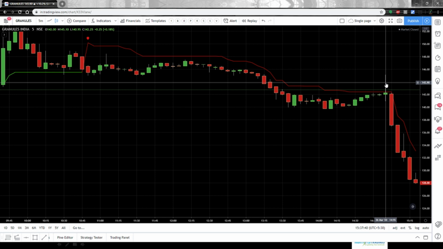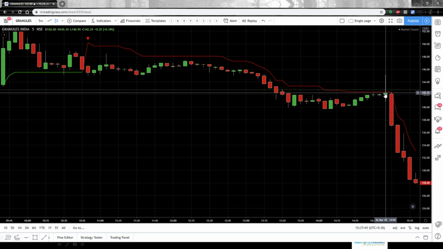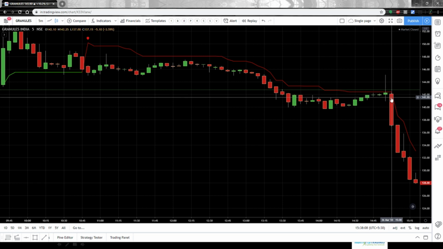So the guy who has observed the market and the candlesticks very closely, he will wait for this particular candle to close. Okay, for the 255 candle to close. And as you can see here, when the 255 candle closed, it did not breach the super trend, which means that there are still chances that Granules India will fall further because super trend is still working as a resistance. Okay, and at the 3 o'clock candle, it fell. Okay, it fell quite nicely.